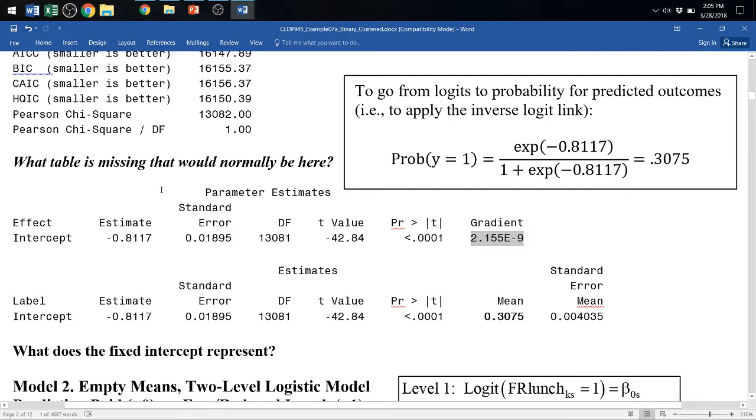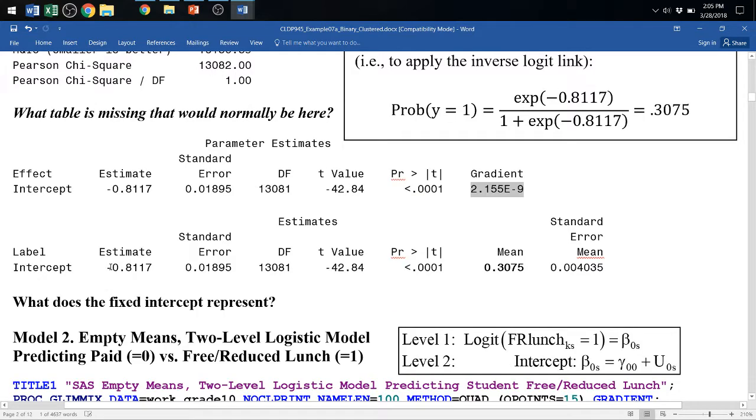I estimated the intercept, which is showing up right here, and then here's the part that I did it for, that right there, mean. Isn't that helpful? Mean what? That means probability.